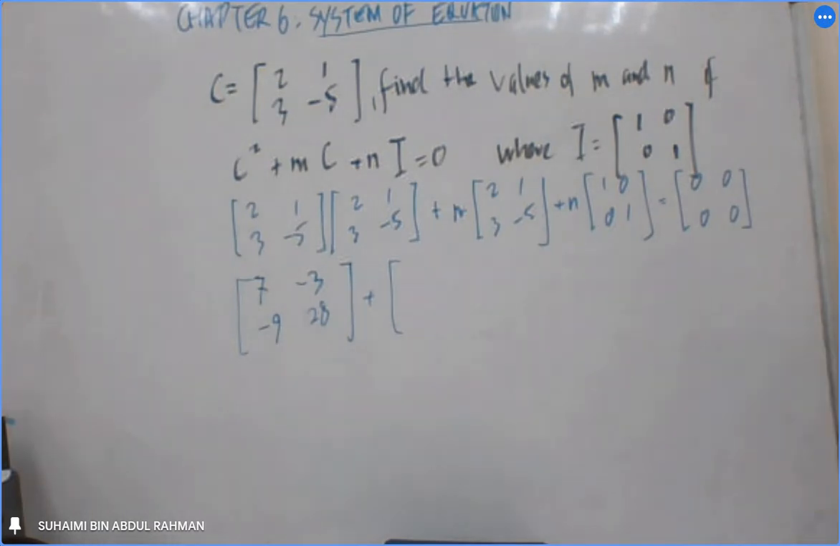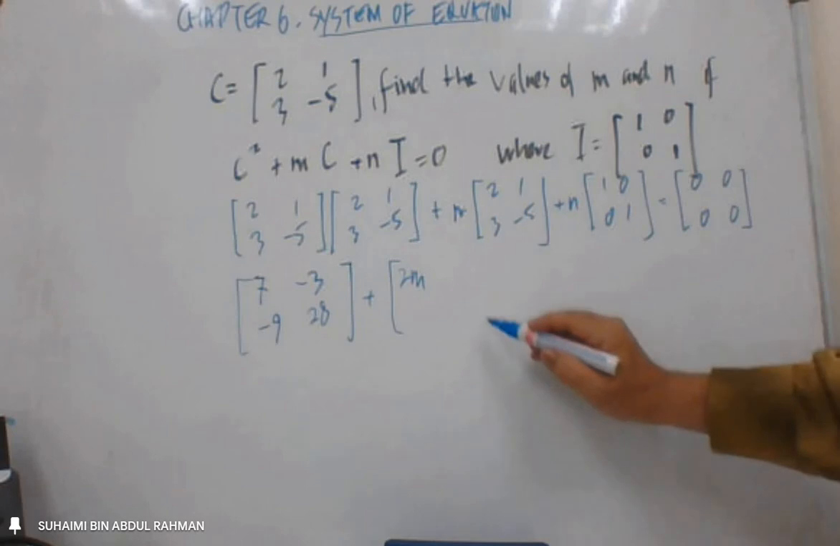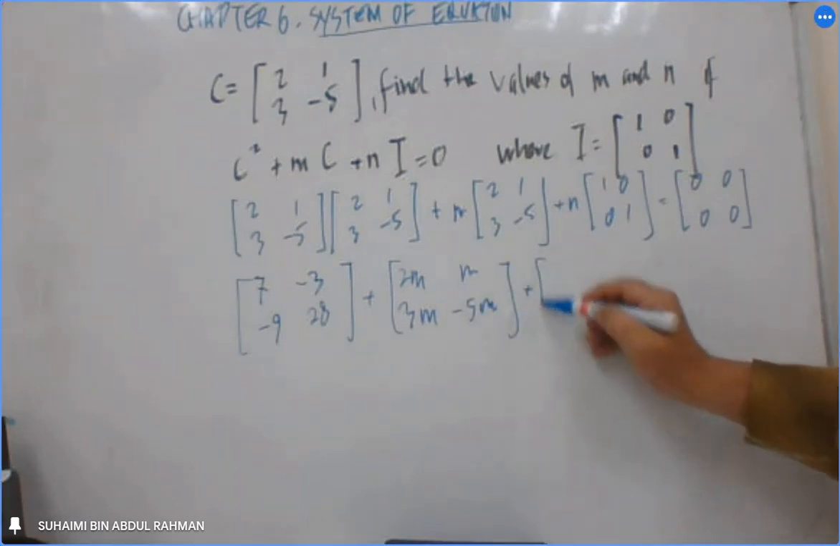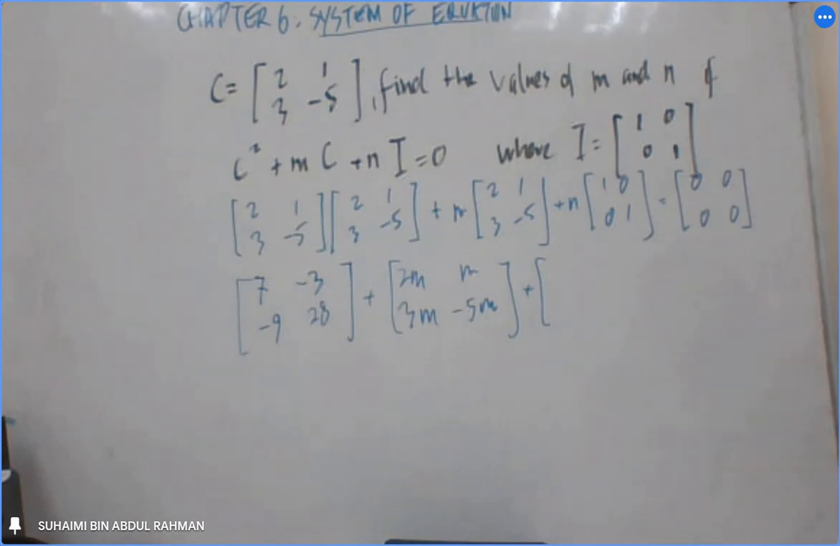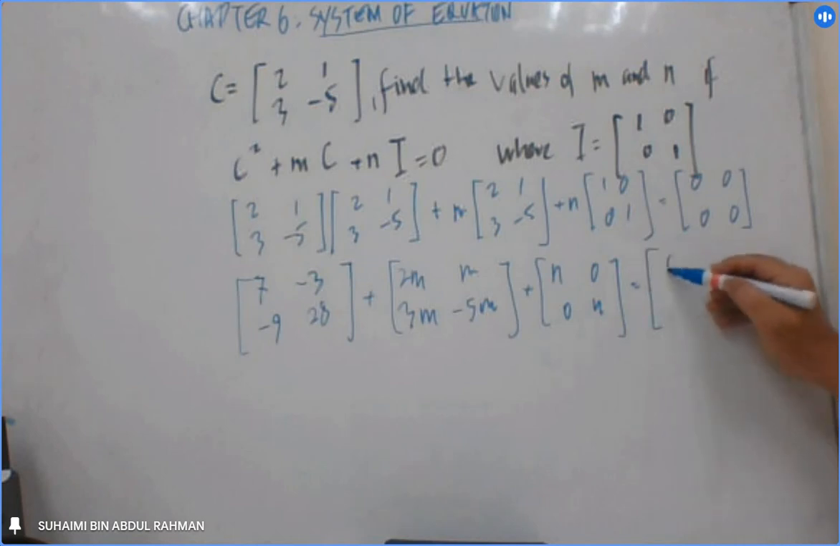You add with the MC term: 2M, M, 3M, minus 5M. You add with N times the identity matrix, N, 0, 0, N, equal to 0, 0, 0, 0.